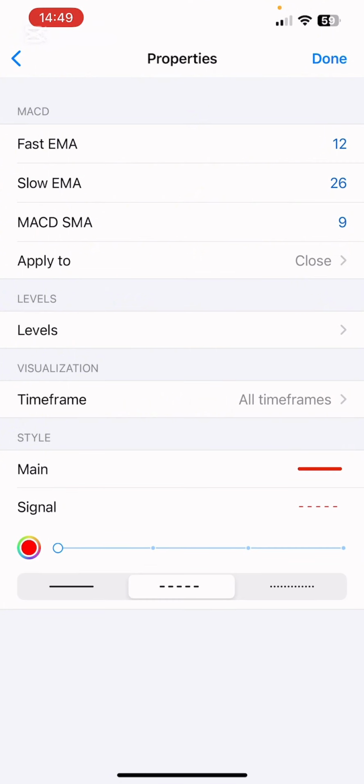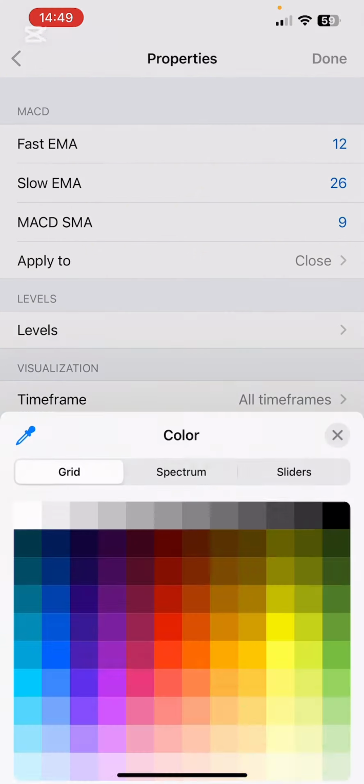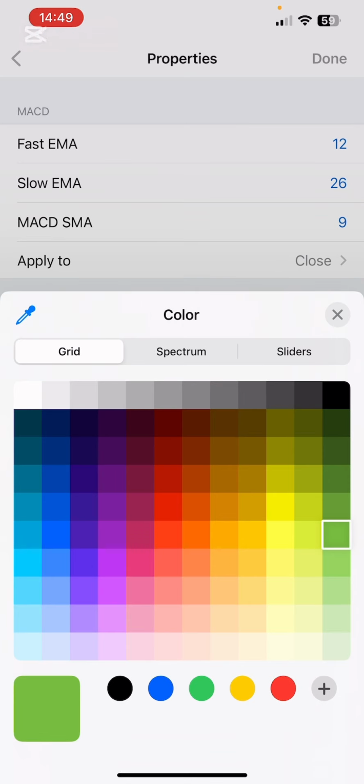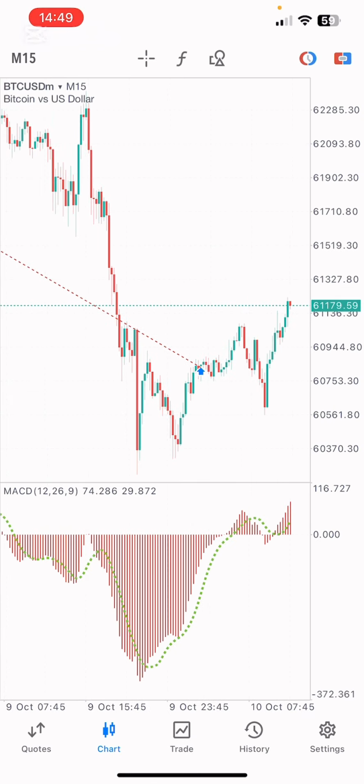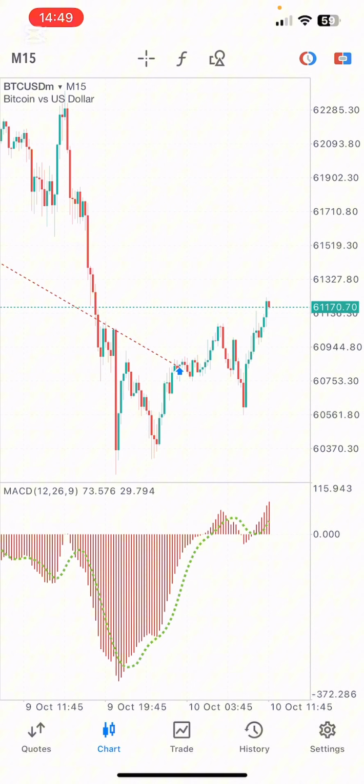Then you come to the signal. The signal you want to just do green. Let's see if there's any changes, we'll just come back and change. So this is what is recommended: 12, 26, 9, close, all time frame, red and green, and you close like this. So now this is what you are seeing. This is the MACD.